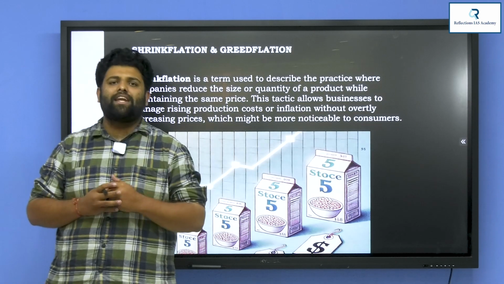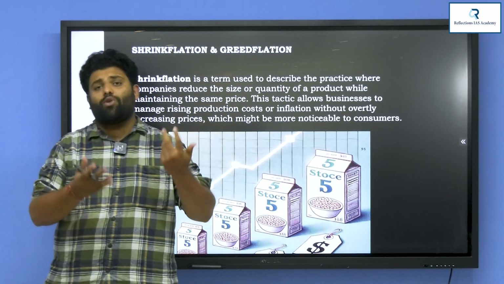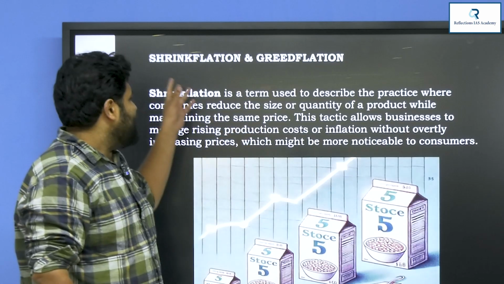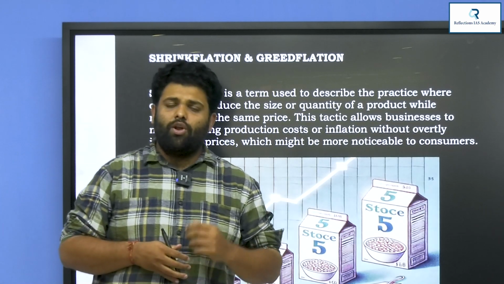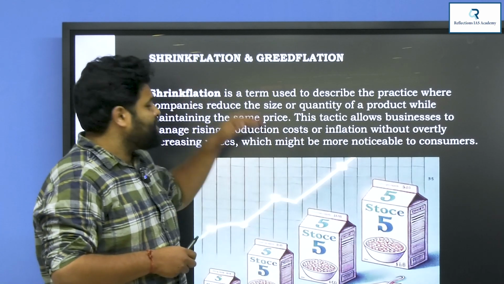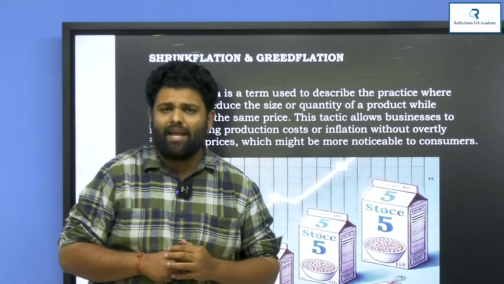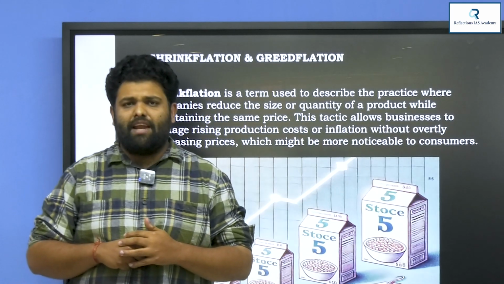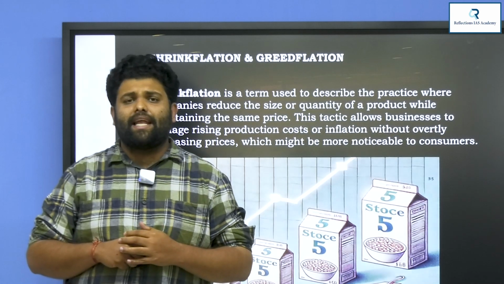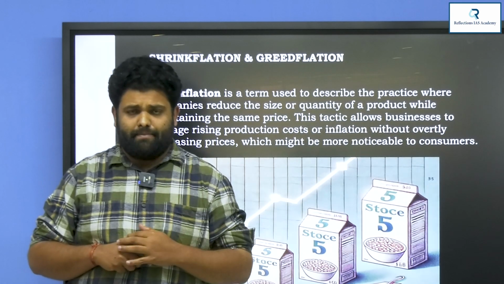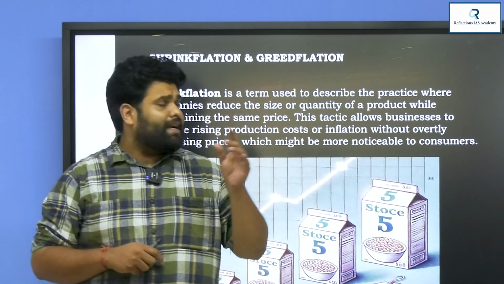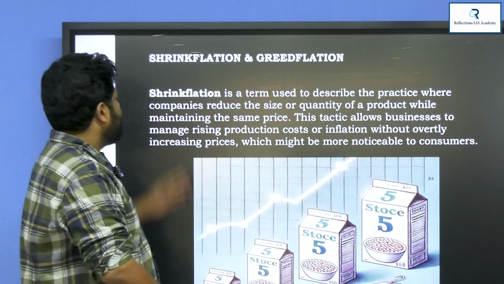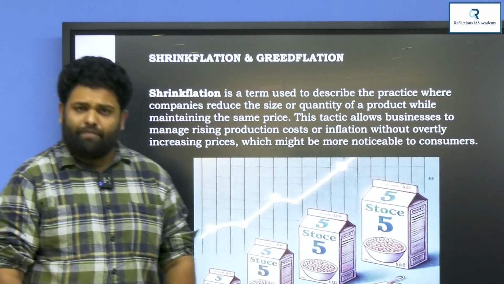Now, one such term, in the Indian economy or in the global economy also, is that we are seeing a new pattern called shrinkflation and greedflation. Now, you may be wondering what is this shrinkflation and what is this greedflation? Okay, we know inflation very well. Inflation is the general increase in the price rise of a commodity. We all know that. We know deflation. We would have heard about stagflation, but this is something new, which is called shrinkflation and greedflation.